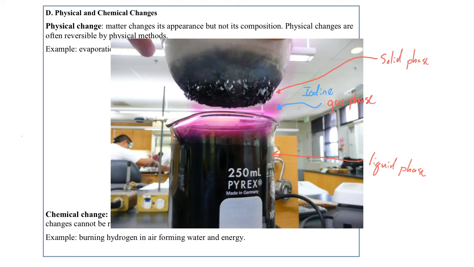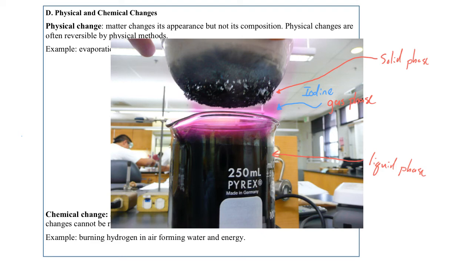Here's an example of some of these changes. In the bottom beaker, we have some iodine liquid. That iodine was heated so that it vaporizes and enters into the gas phase. Now up above, we have a flask that has some dry ice in it, making it very cold. The iodine goes from the gas phase directly into the solid phase, and this is called deposition.